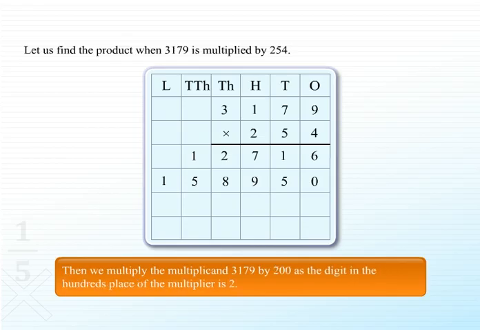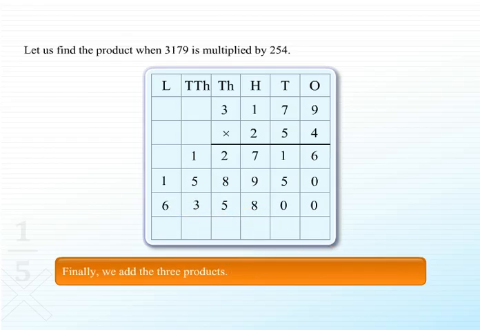Then we multiply the multiplicand 3179 by 200, as the digit in the hundreds place of the multiplier is 2. Finally, we add the three products.